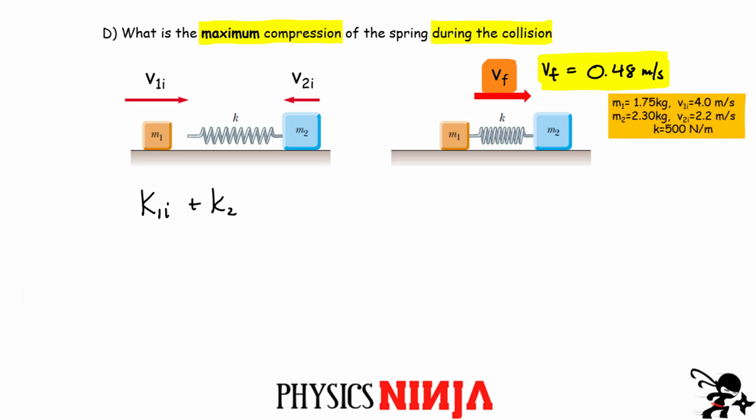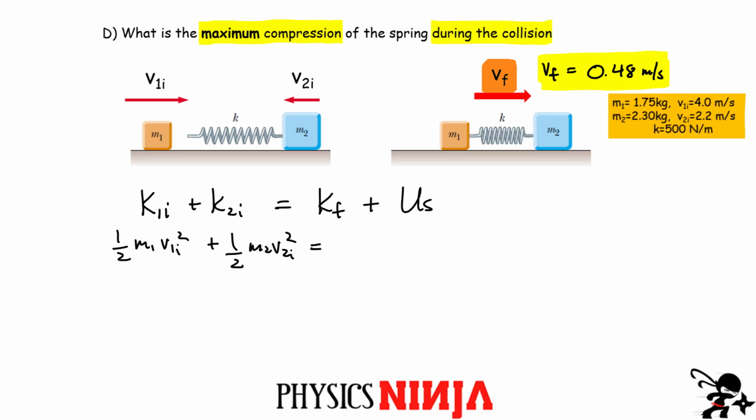Initially all we have is kinetic energy again. And now what we have at the maximum compression is we're going to have some final kinetic energy of the entire system here. And we also have some spring, right? Not only kinetic, but we also have some spring because the spring is compressed. Now we go ahead and start substituting our variables. Kinetic energy, always the same.